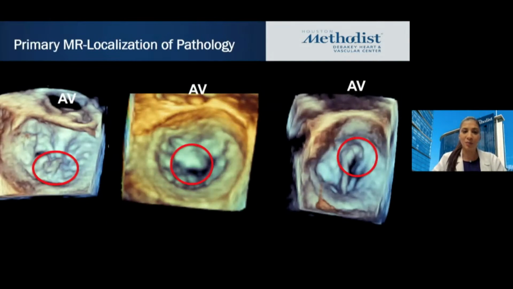3D TEE is very important, as I mentioned previously, for localization of pathology. This is an example of a P2 flail. This is an A2 prolapse, and this is a flail of the A3 segment right here, very medial, close to the septum.